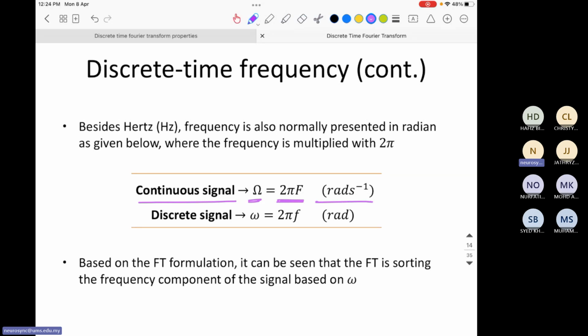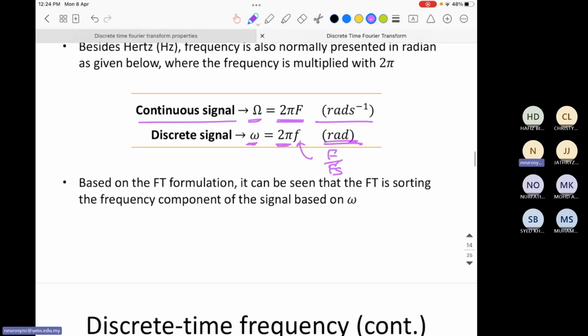Now in discrete time, we represent it with this omega, which is nothing but 2 pi f. Here f is the ratio of the original frequency divided by the sampling frequency. This basically does not have any unit, but we always write it in radians because it is multiplied with 2 pi. So this omega is always in radians.